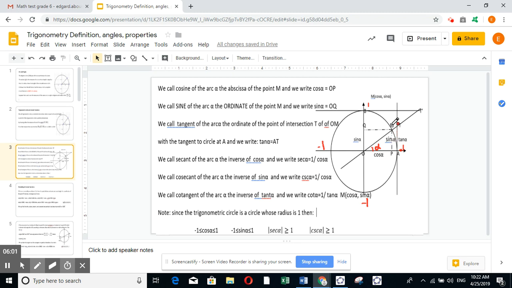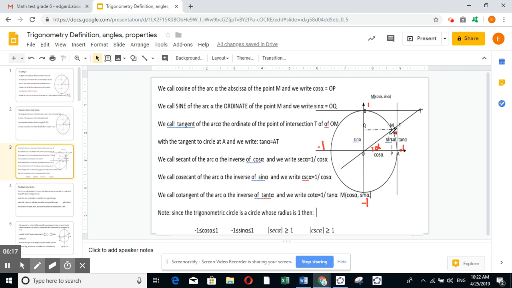So the trigonometric circle is a circle of radius 1. If you pick any point M, anywhere you want, I'm taking it in the first quadrant. The trigonometric circle is split into 4 quadrants: quadrant 1, quadrant 2, quadrant 3, quadrant 4. 4 90s, or 4 pi over 2. Pi over 2, we said, is 90.